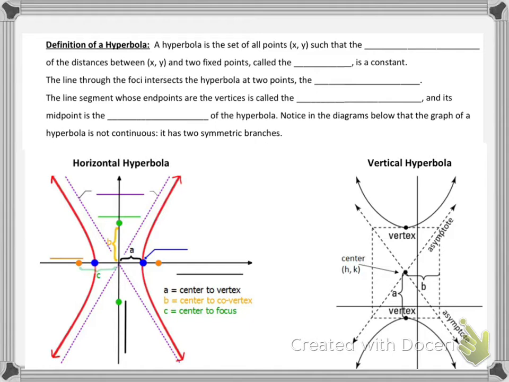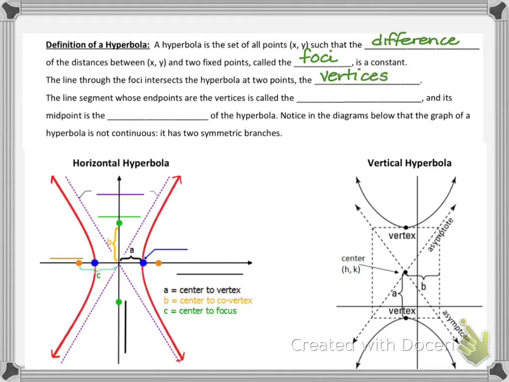A hyperbola is the set of all points x and y such that the difference of the distances between x and y and two fixed points called the foci is constant. Foci just means plural for focus. So in this case, we're going to have two focus points. The line through the foci intersects the hyperbola at 2 points. These points are called the vertices.